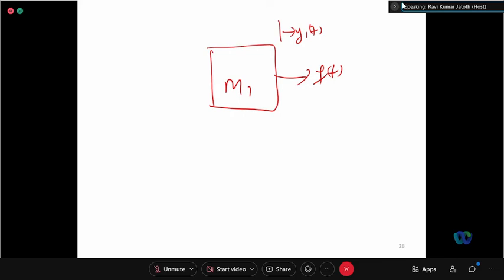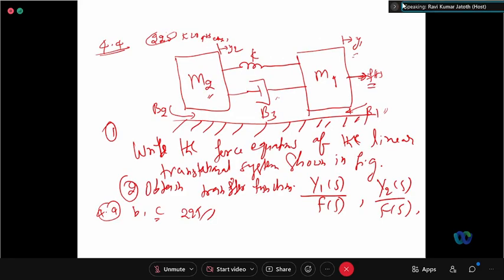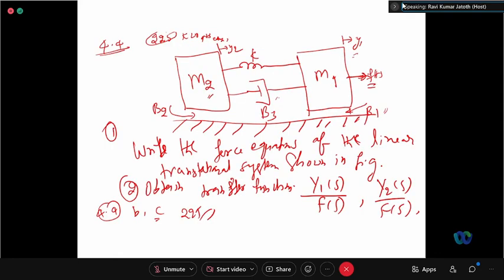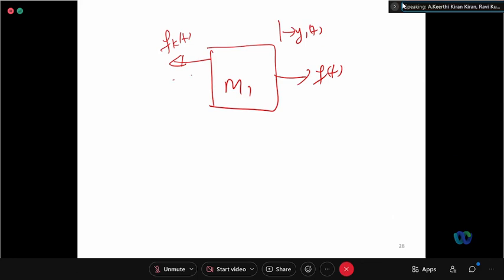What are the other forces acting on the body M1? Spring force is acting in this direction or opposite direction? Towards left. Okay, so spring force is in this direction, which is Fk of t. Right. So there exists friction between M1 and the ground surface. So B1 is in the y1 direction or opposite to the y1 direction? Opposite. So FB1 of t is in this direction.